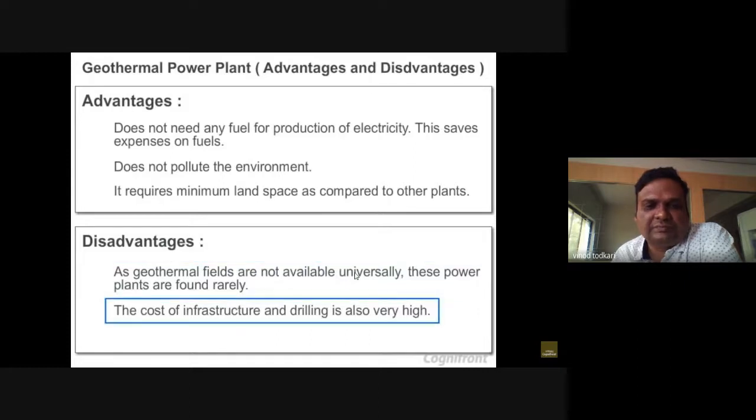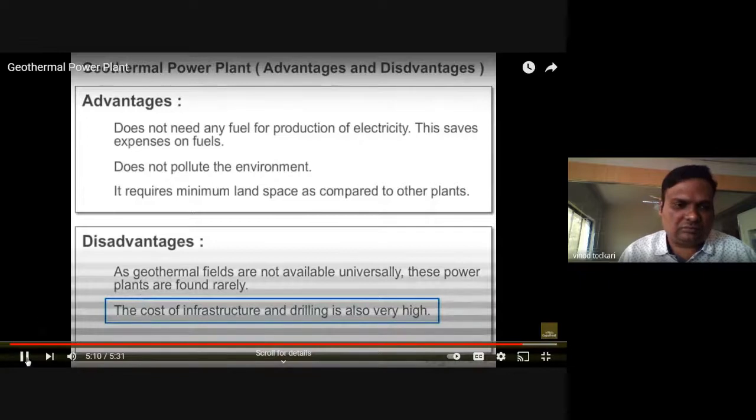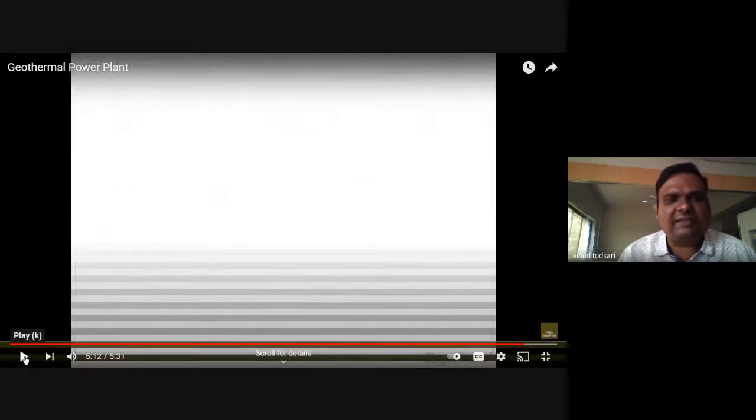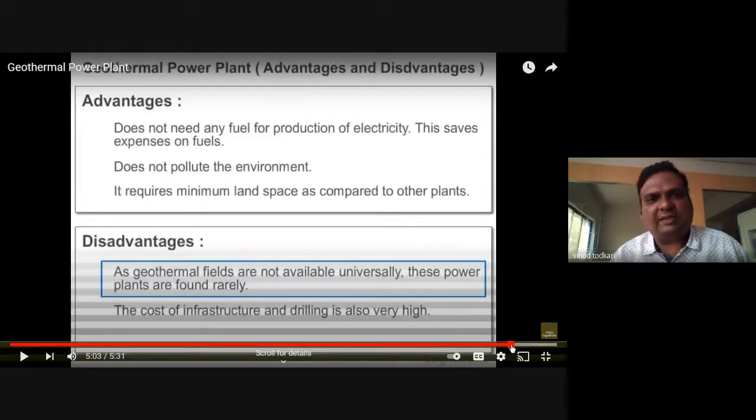The cost of infrastructure and drilling is also very high. See, in case of all renewable power plants, the initial cost is high. You can take the example of a solar power plant, a wind power plant, a hydroelectric power plant, or this geothermal power plant. Even if the operating cost is very low, the initial costs are comparatively very high.